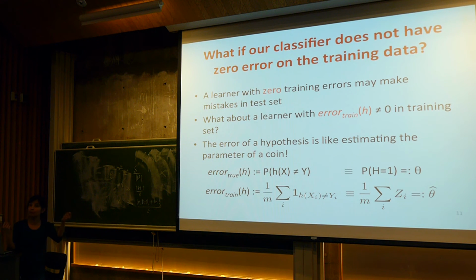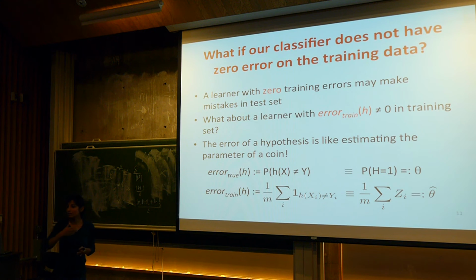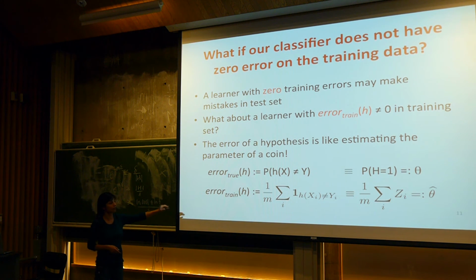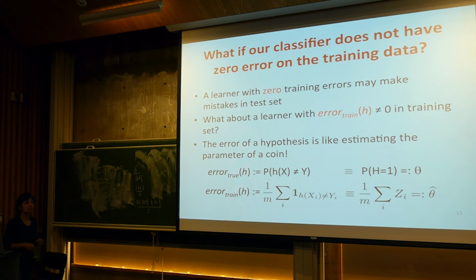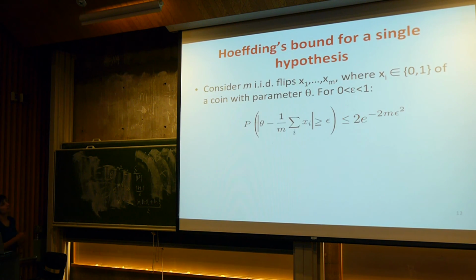If you wanted to estimate the probability of a coin turning heads, you toss it a few times, and you just take the average of how many times it came up heads. So that's how we'll try to think of true error and training error. And once we write it like this, there's a concentration result we can leverage, which goes as follows.